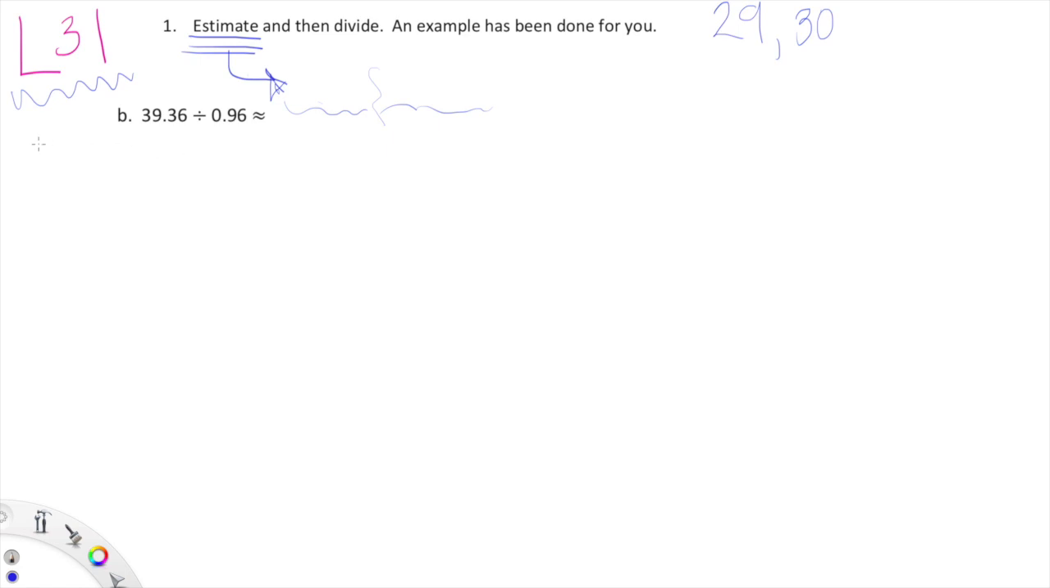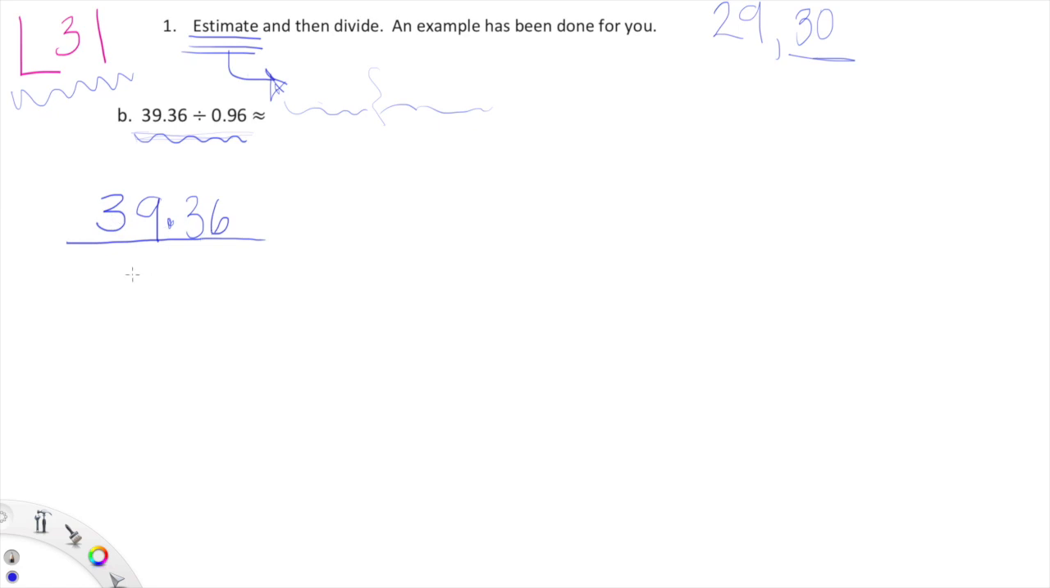So let's take a look at 39.36 divided by 0.96. We are going to rename this expression just as we did in lesson 30 as a fraction. Every single division expression can be rewritten as a fraction. Watch how easy it is. Instead of our division symbol, we use a fraction bar.